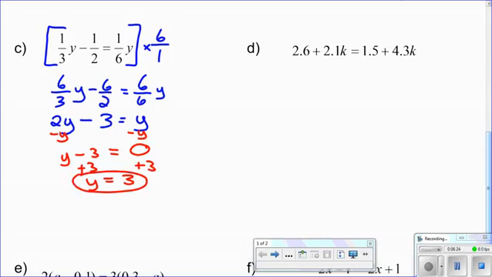Okay, and then we could check our solution as well. I'm not going to check these ones. Letter D, you're going to do this one on your own.